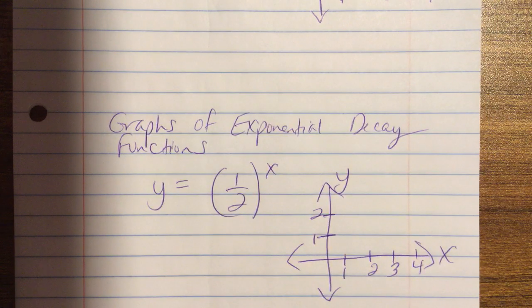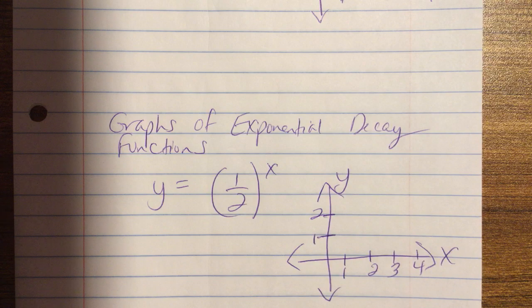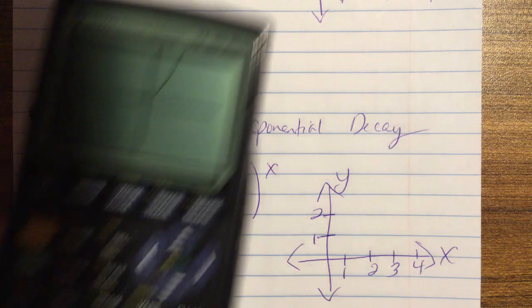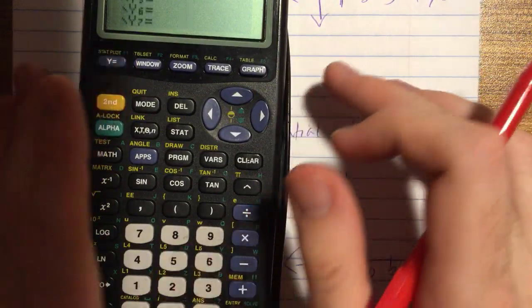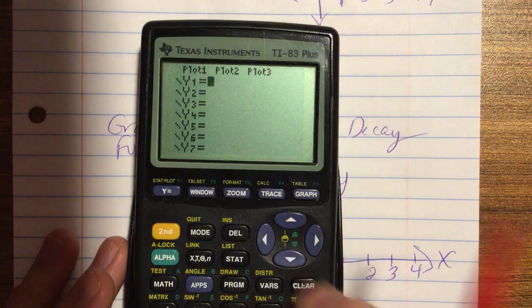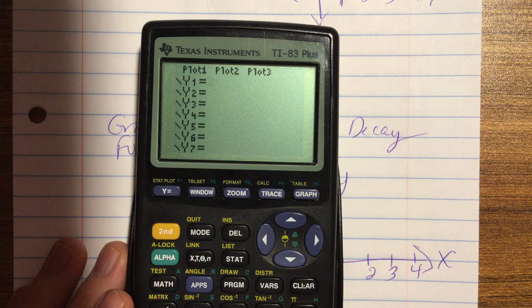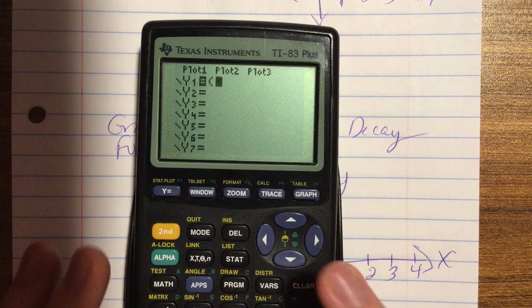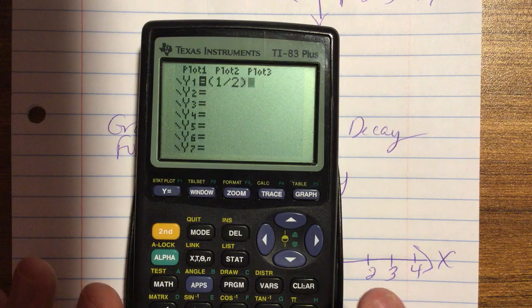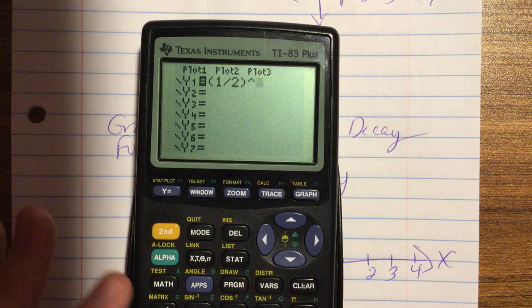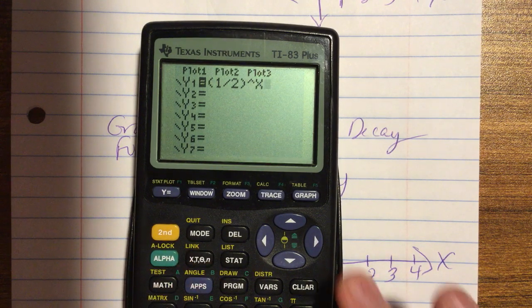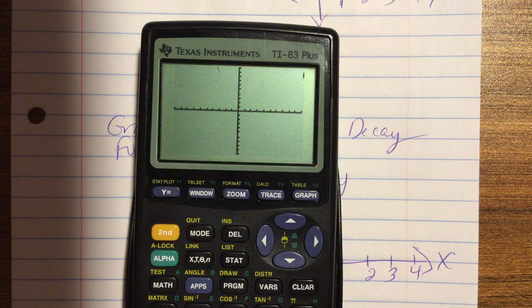In the same way, we could take a look at a situation of exponential decay and how that graph would look. We have a situation where y is equal to 1/2 to the x power. So I'm going to go ahead and go to y equals, and I'm going to erase the equation that I just used, and I'm going to put 1/2 to the x power. I'm going to put 1/2 in parentheses, which is important. Raise that entire fraction to the x power, and graph that.